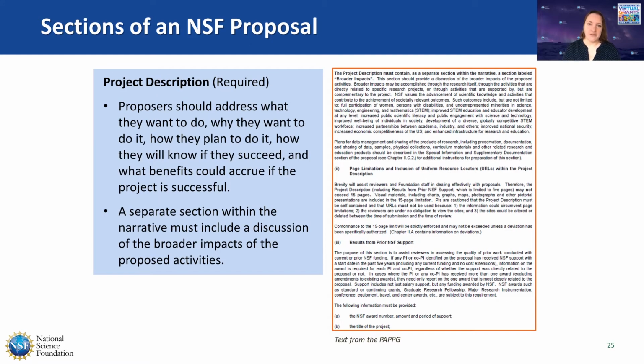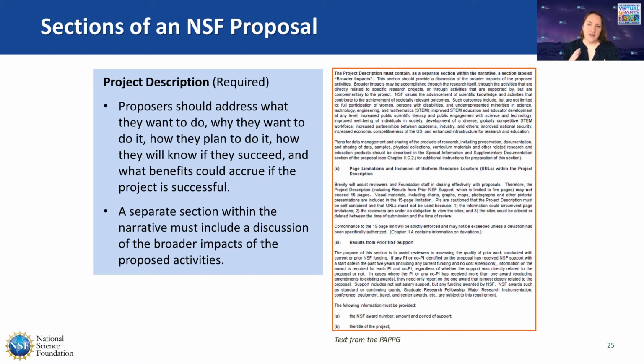Okay, and then comes the project description. And this is the bulk of the proposal, right? So for the majority probably of proposals that come in, this is the 15-page description of what you want to do, why you want to do it, how you're going to do it, how you'll know if you're successful, and then what benefits to science and society will come if your project is successful.